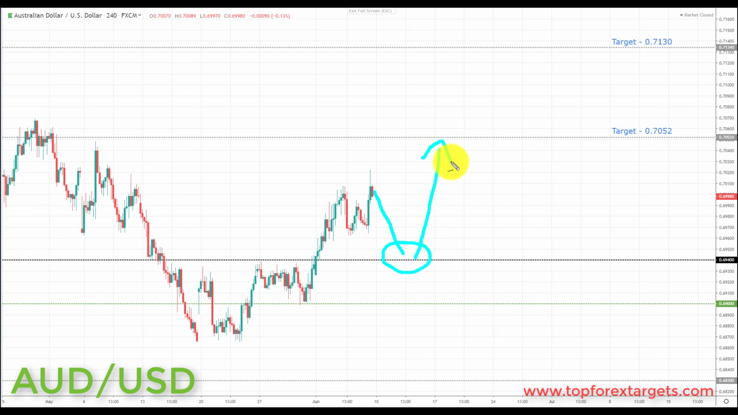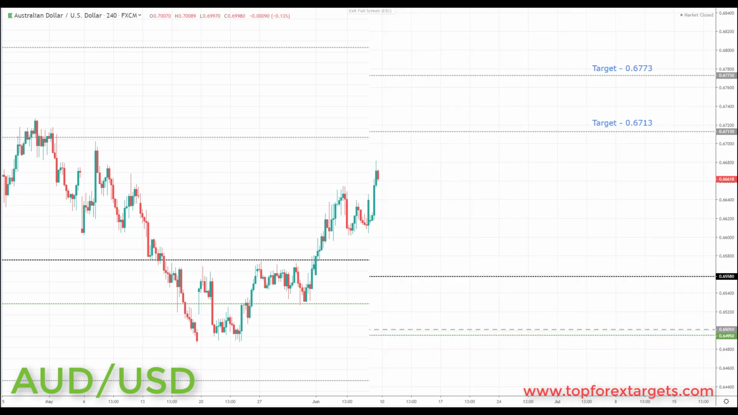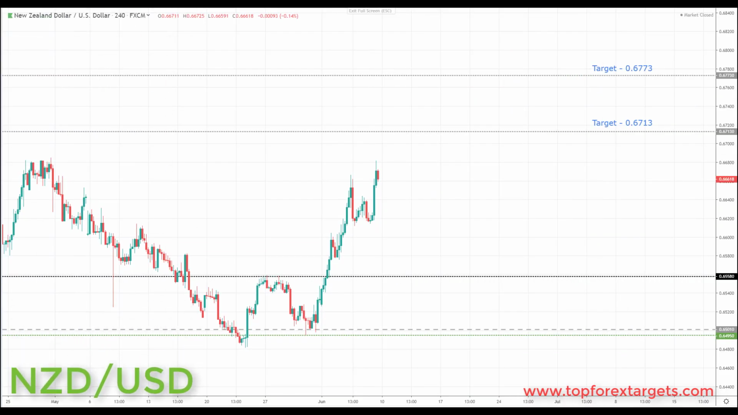And if we get the right kind of bullish formations and patterns in this area, we're going to be looking up towards the first target and next key of resistance to the upside at the 0.7052. And if we can get a breakthrough here, we're going to be looking up towards the next key of resistance and target 2, the 0.7130. So next market we're going to look at is New Zealand dollar.